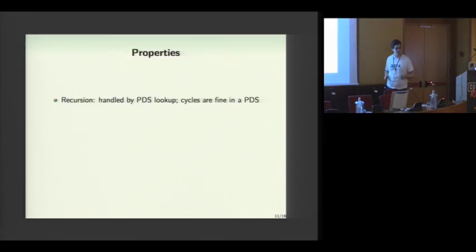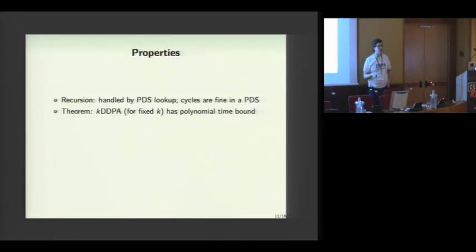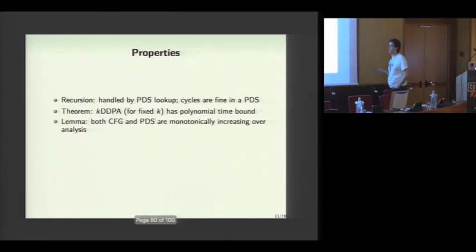So that just kind of falls out of using a PDS in this way. We have demonstrated that KDDPA, for a fixed k, has a polynomial time bound. Any lookup operation is polynomially bounded in the size of the program. This relies heavily upon the fact that the PDS that represents the control flow graph is monotonically growing throughout the analysis, which means that I can reuse this same structure over and over again as I learn more values for each of my variables. Okay?